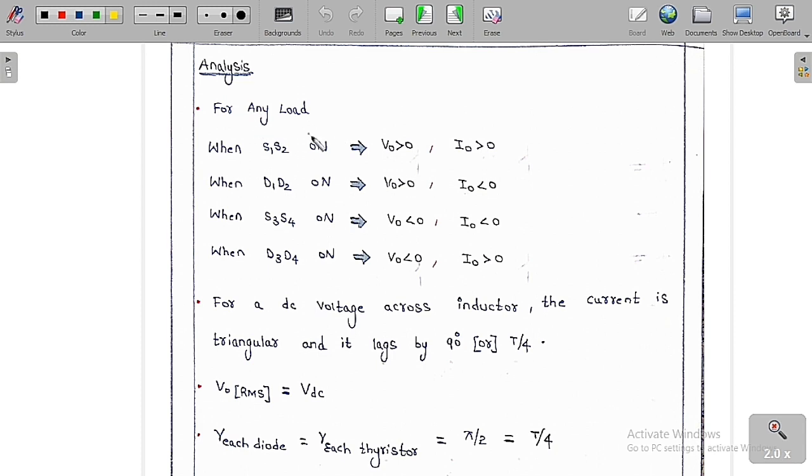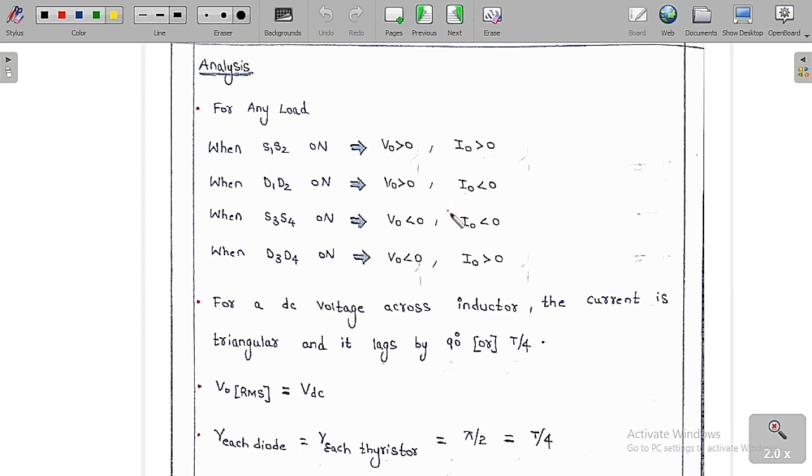For any load, when S1 and S2 are on, the output voltage is positive and the output current is also positive. Whereas when D1, D2 are on, the output voltage is positive but the output current is negative. When S3 and S4 are on, the output voltage is negative and the output current is also negative. When D3, D4 are on, the output voltage is negative whereas the output current is positive.